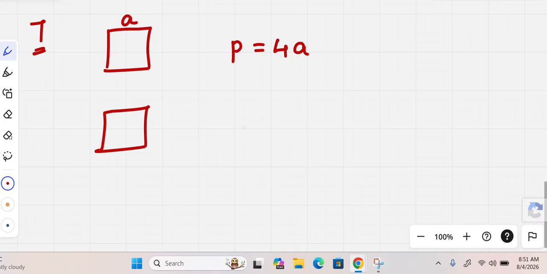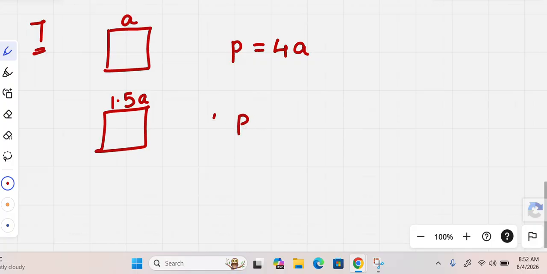Ma'am, are they saying all the sides of the square are increased or only one of them? See, if you increase only one side of the square, then it doesn't remain a square. So 50% means this is 0.5A, right? And it's increased by 50%, so it'll be 1.5A.